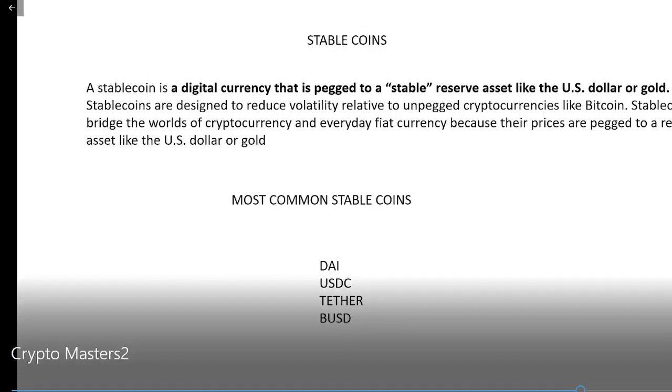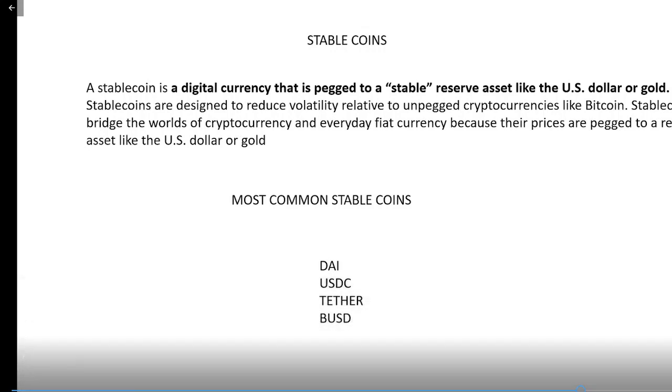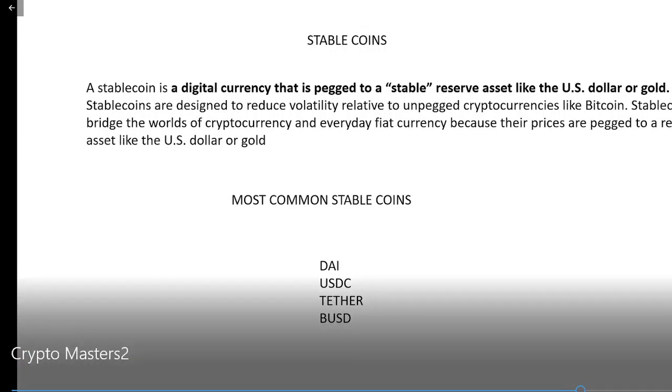And what stablecoins are used for is a lot of people use them for DeFi finance, or they take their profits and their gains and put them in stablecoins when they feel like the market is about to fall. And when the market falls, they use their stablecoins to buy back into the market. Okay, so that's what stablecoins are used for.